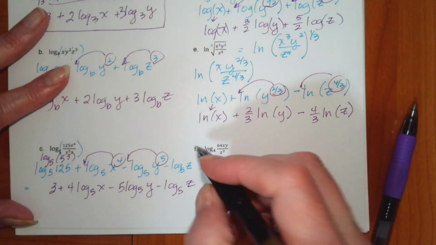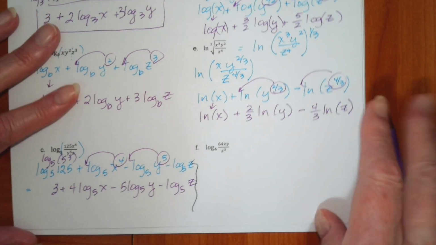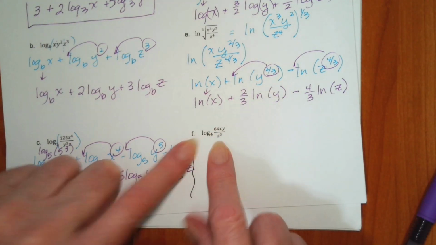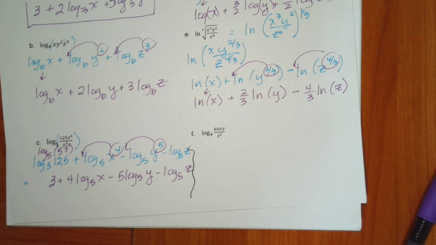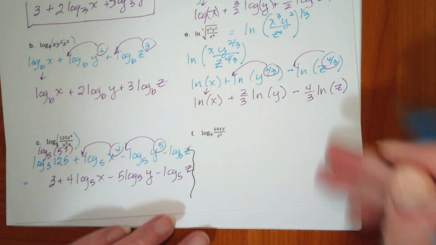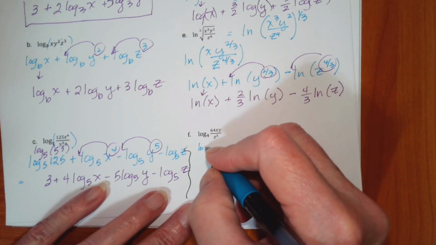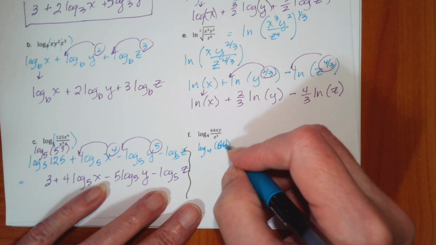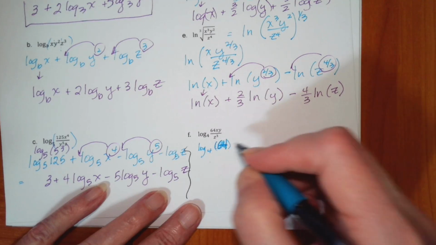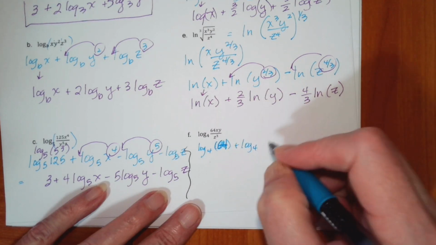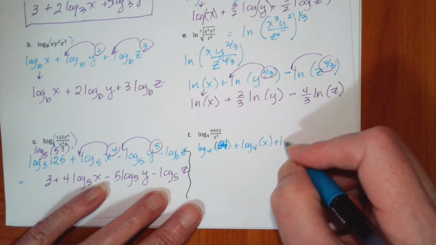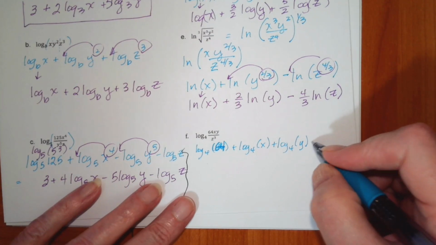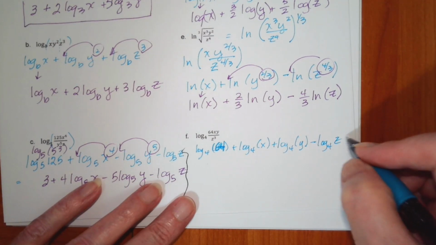Okay, for this last one, I may have to write small. We'll see. Okay, so let's see. I've got 1, 2, 3, 4 different logarithms. So I'm going to write this as log base 4 of 64, except I wrote it backwards, plus log base 4 of x, plus log base 4 of y, minus log base 4 of z to the third.